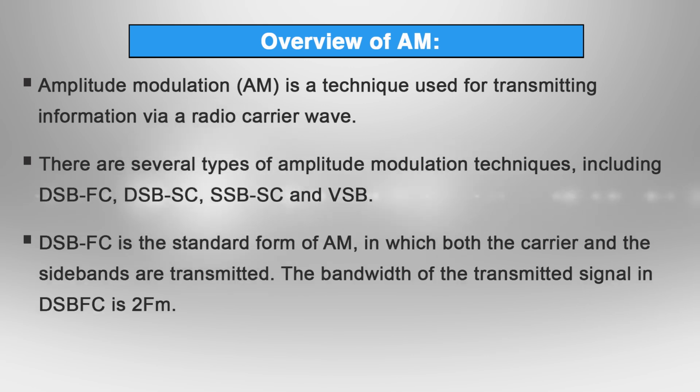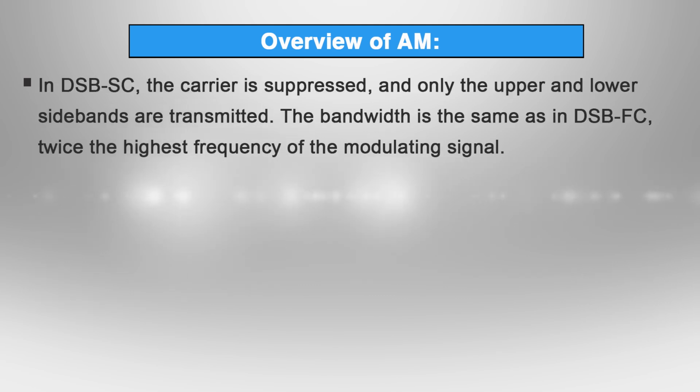DSB FC is the standard form of AM in which both the carrier and the sidebands are transmitted. The bandwidth of the transmitted signal in DSB FC is twice the highest frequency of the modulating signal, that is twice of fm. In DSB SC, the carrier signal is suppressed and only the upper and lower sidebands are transmitted. The bandwidth is the same as in DSB FC, which is twice the highest frequency of the modulating signal, that is twice of fm.